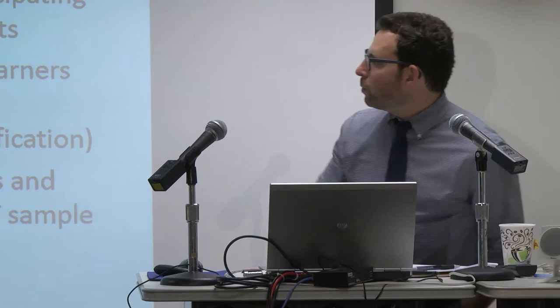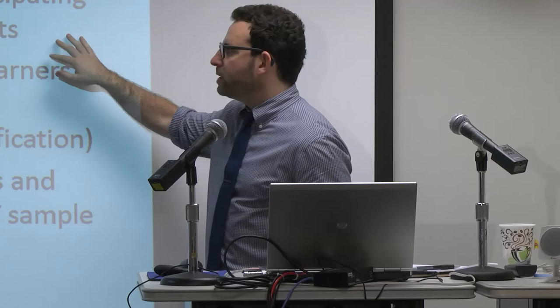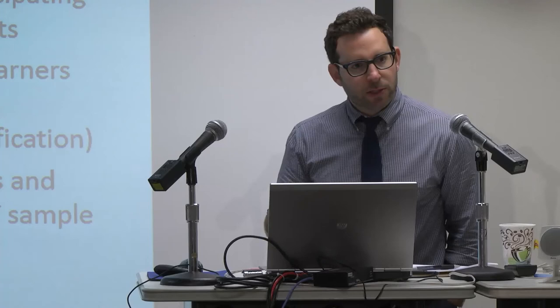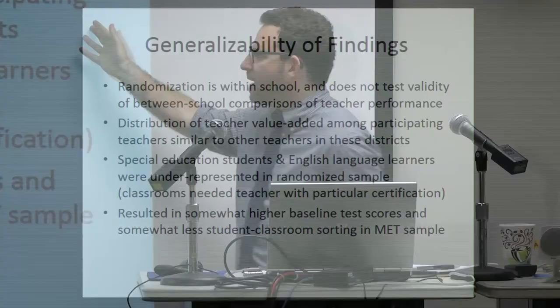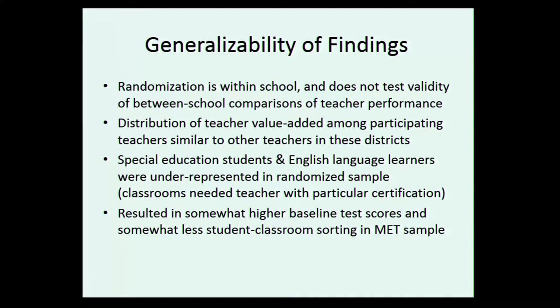The distribution of teacher value added among those teachers that participated actually did look similar in the full sample to other teachers in the district. So in some cases, with this caveat, and empirically looking at what those differences are, there may be some ability to generalize to teachers in that same district. But keep in mind that special ed students and ELL students were underrepresented in the randomization sample, for obvious reasons. They needed certain teachers with certain qualifications to be their teachers.